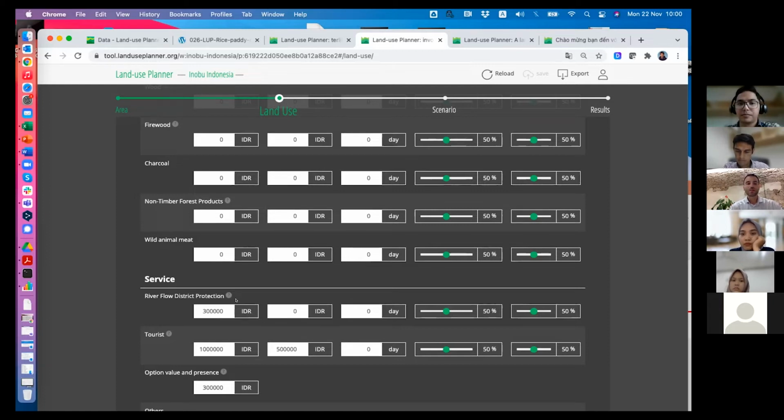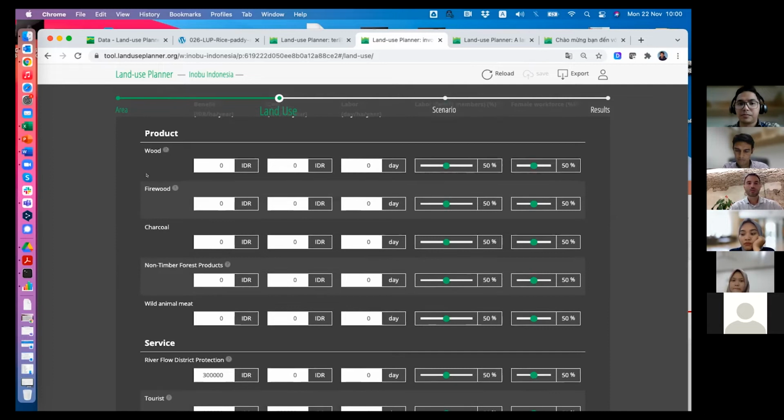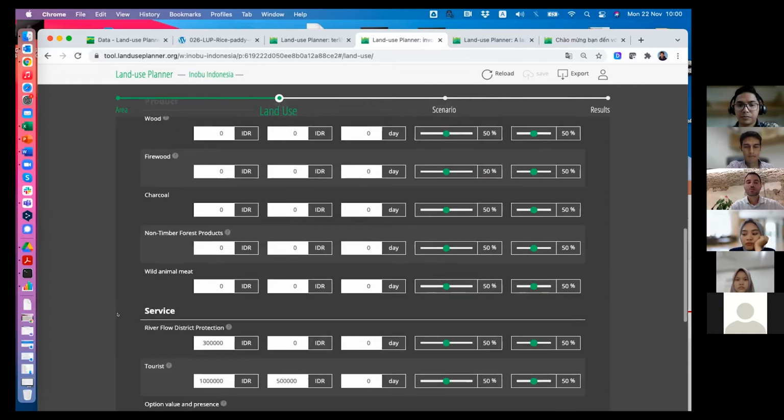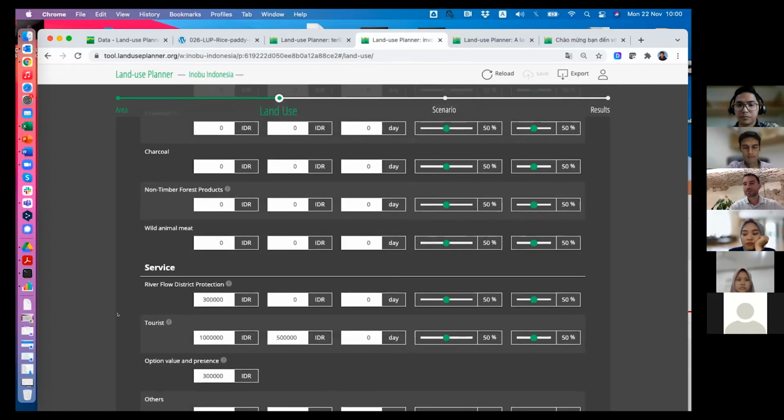So in the forest here, you have the products and the services. The products, I think to some extent, you can ask the stakeholders how much wood do you use per household? And you can understand more or less the value that people get from the surrounding forest. The services, it's probably more from studies.